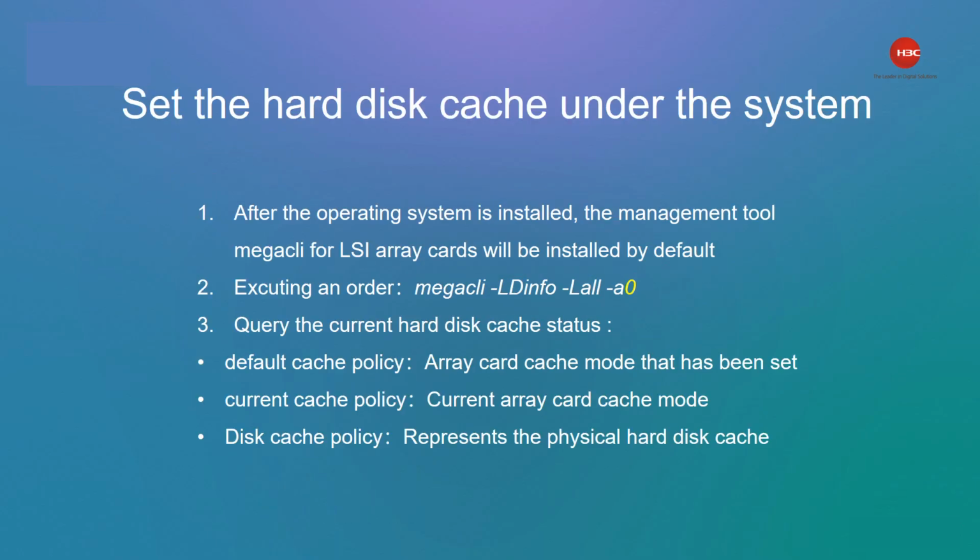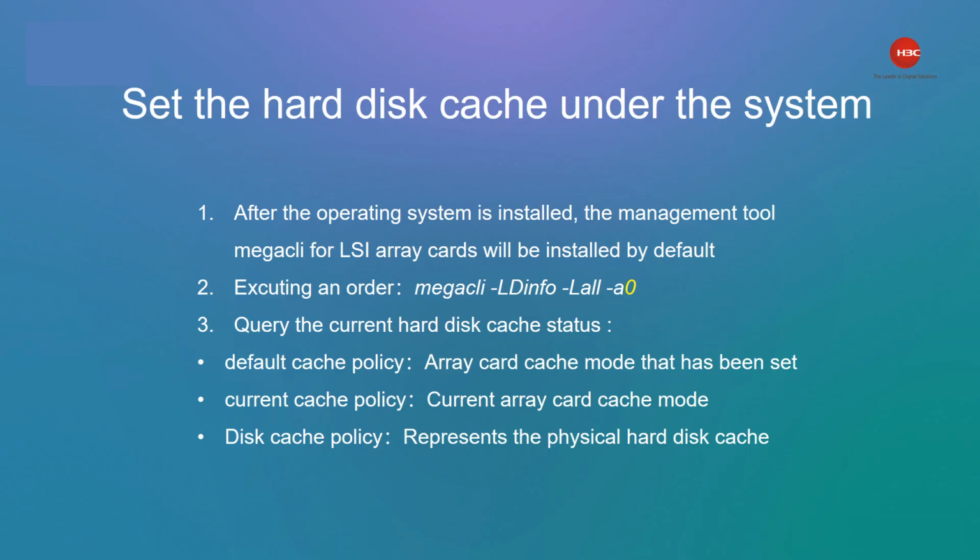For Onestor products, after the operating system is installed, the management tool MegaCLI for LSI array cards will be installed by default. With this tool, you can easily query or set parameters related to array cards and hard disks. First, execute the command MegaCLI ldinfo -LAll -a0 to query the current hard disk cache status. This command will display the detailed information of all logical arrays under the array card with the slot number 0.